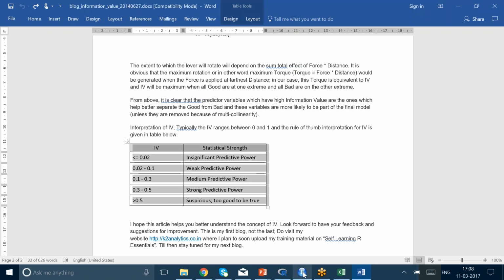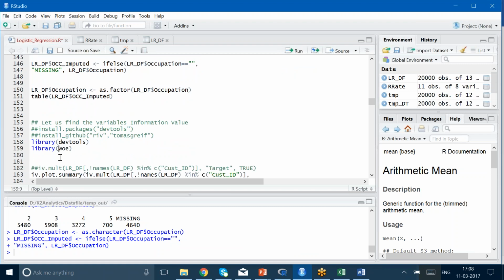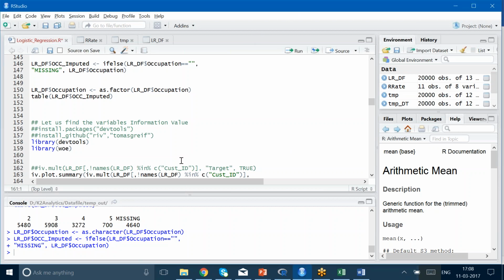So what we are going to do is, in R, we directly have a package called WOE, which is weight of evidence. We'll directly use this package to see the IV of all variables. Do we use IV in a scorecard model? We use this typically when we use a modeling technique like logistic regression.